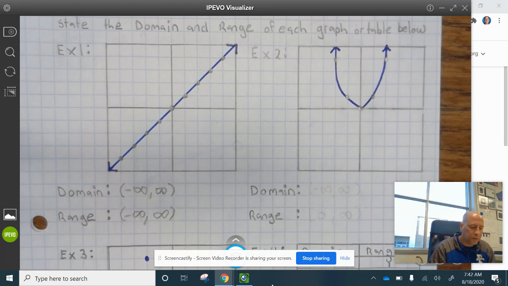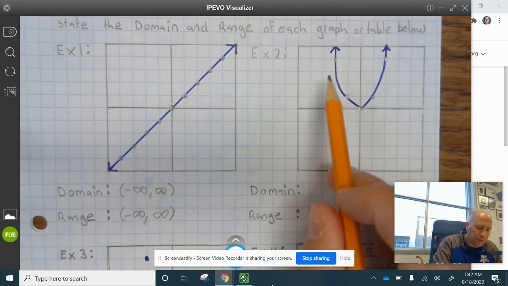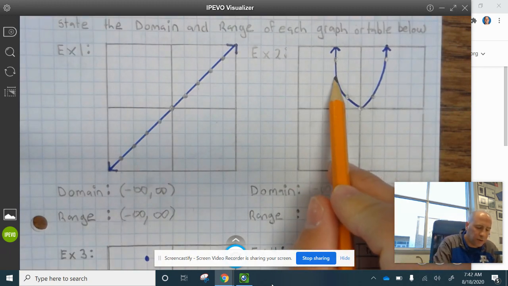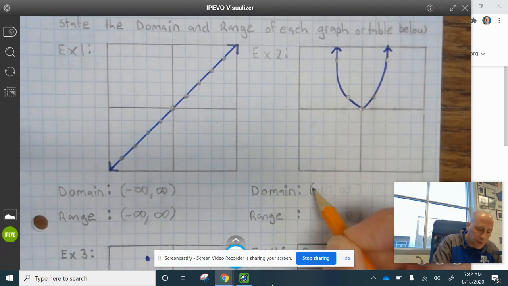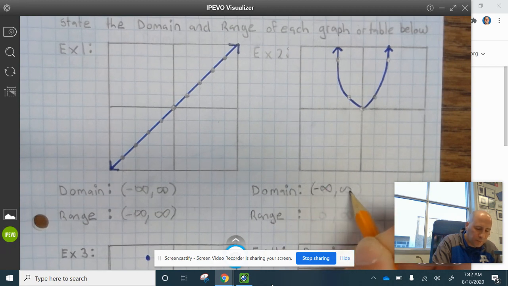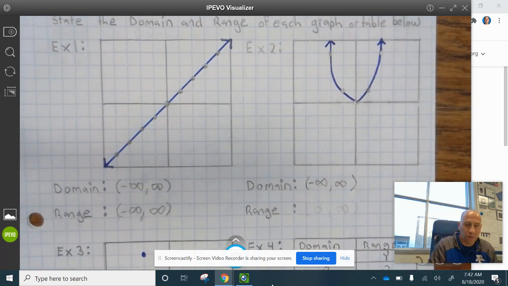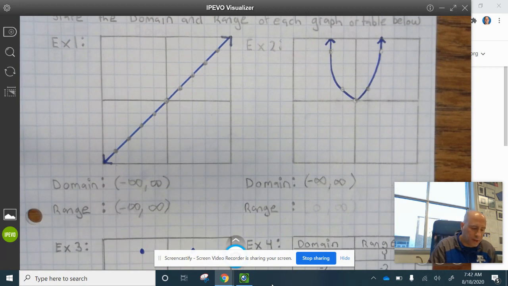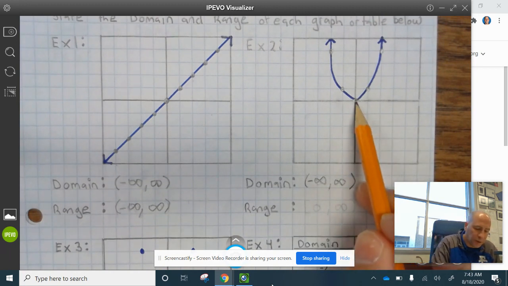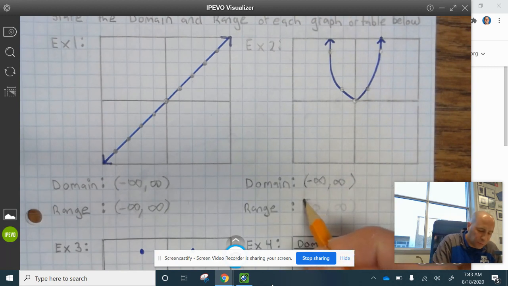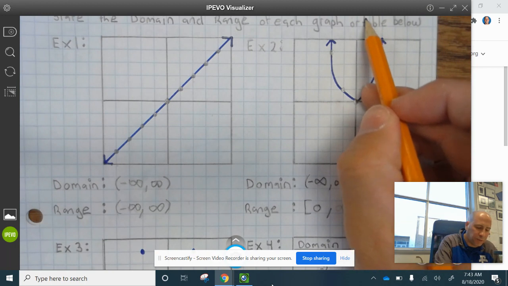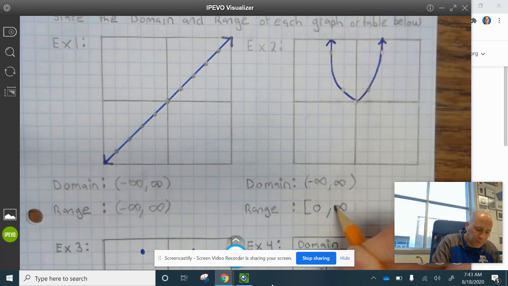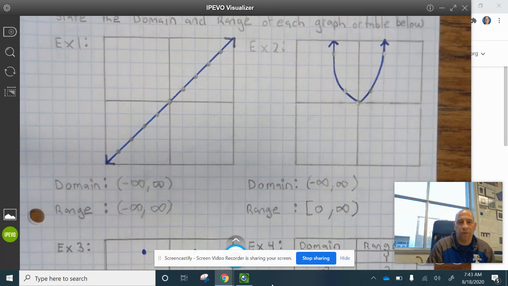All right, now in example 2, now remember domain is from left to right. So we're looking from left. Now it's going infinitely in the negative direction and it's going infinitely in the positive direction. So for domain, it's from negative infinity to positive infinity. Now the range is a little different in that the bottom, it starts at 0 and it includes it because that's a closed dot. So it's bracket 0, so it's going from 0 and it's going infinitely in a positive direction, so 0 to positive infinity. All right, go ahead and finish up example 1 and 2.